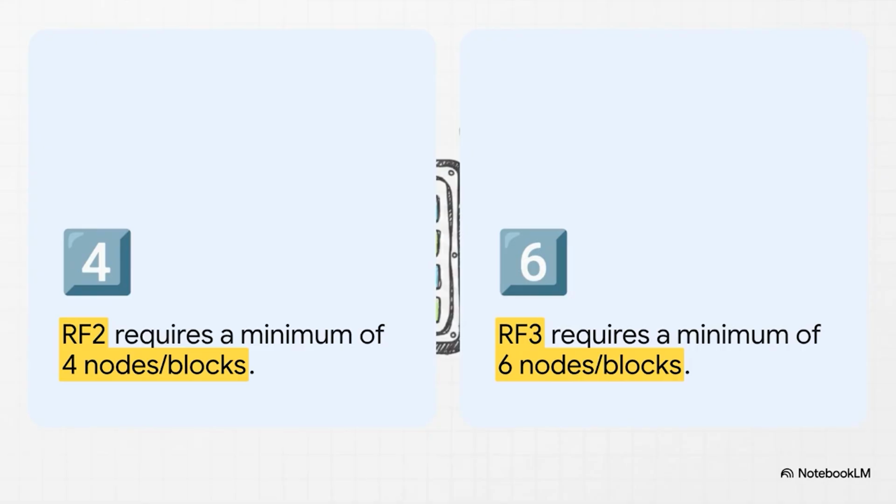Of course, to do this complex math across distributed nodes safely, we have strict infrastructure minimums. You'll definitely see this on the exam. If you're running replication factor 2, erasure coding requires a strict minimum of 4 nodes, or 4 blocks, to maintain block awareness. But if you want the higher resiliency of replication factor 3, your minimum footprint jumps up. RF3 requires a minimum of 6 nodes or blocks to maintain block awareness for EC. Lock those numbers in right now. RF2 equals 4, RF3 equals 6.